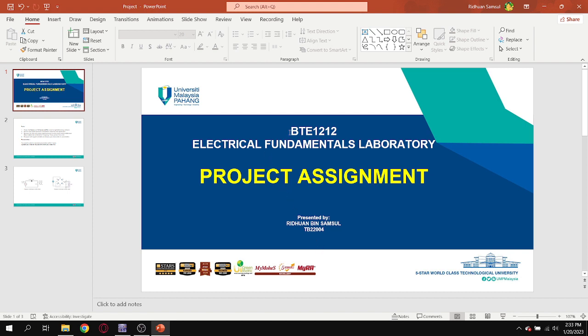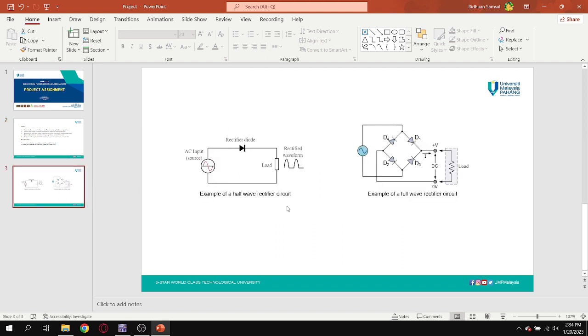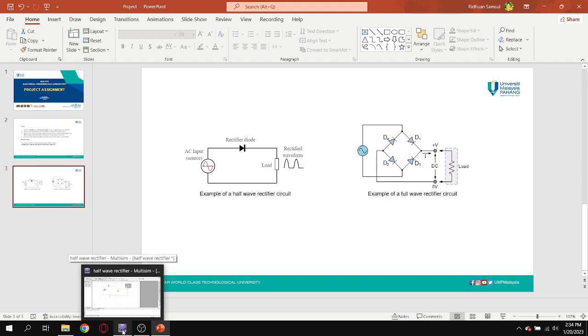My name is Ridhuan bin Samsul, ID number TB00220004. I will be presenting the project assignment for BTE1212 Electrical Fundamental Laboratory. In this project, the task is to draw half wave and full wave rectifiers using Multisim software. This is the example of half wave rectifier, and this is the example of full wave rectifier given by this slide. Now we're going to go into Multisim and I'm going to show you the circuit that I built.